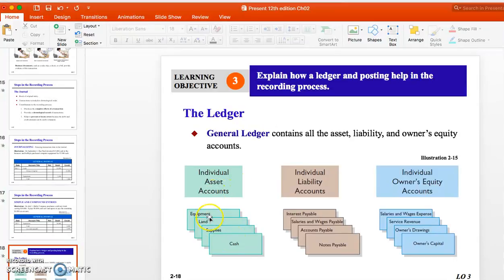So here are some examples of asset accounts: equipment, land, supplies, cash. Liability accounts: payables, wages payable, accounts payable, notes payable. Look at some of these. Eventually you should become familiar with all these accounts. Then we've got salaries and wages expense, revenue, drawings, and capital underneath the owner's equity. This is kind of a useful guide.